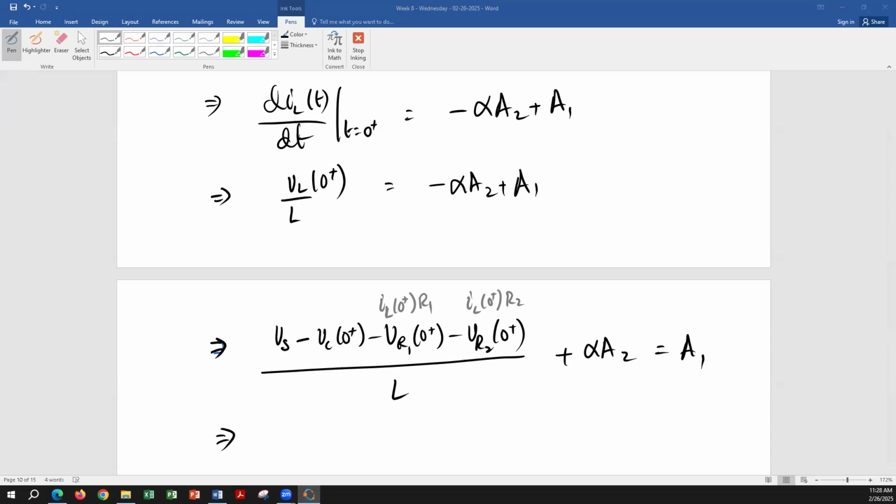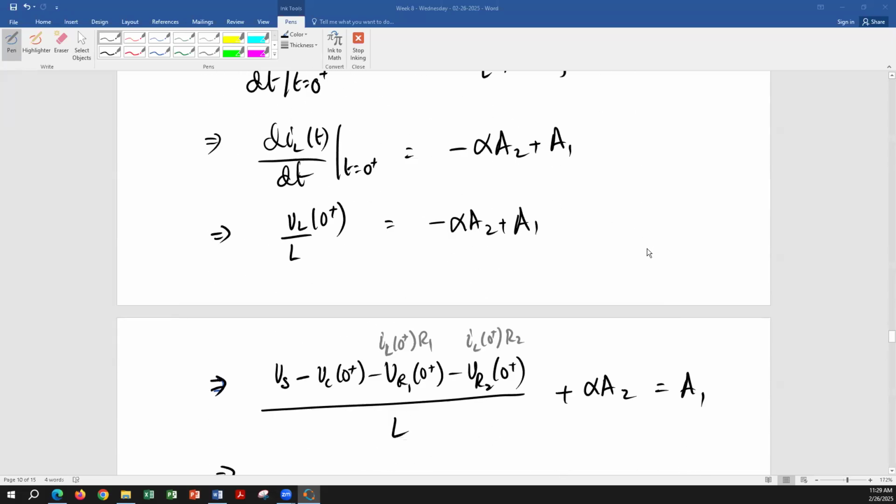All right, so A1 is equal to VS minus VC0. Do I have VC? Yeah, I have VC0. VC0 minus IL0 times R1 plus R2, and that divided by L, plus alpha times A2. Do I have A2? A2 was what? Oh, A2 is the same as IL0. Okay, so that's why I didn't write it.